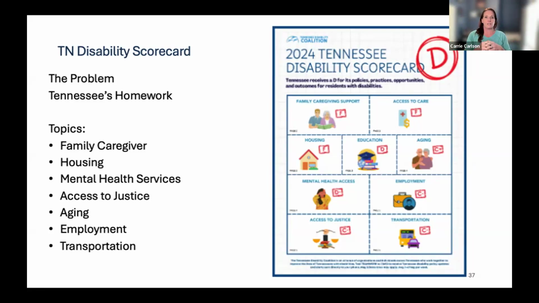On the right-hand side of this page, it is the infographic for the 2024 disability scorecard. It's got a circle with a D. That's the grade that the state of Tennessee got this year on the scorecard. And then it's got images and lettering for the topics that I just went over.